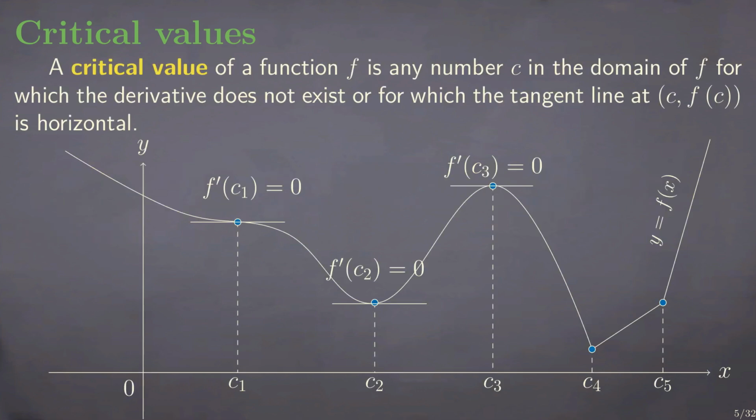The following diagram gives us a nice idea of what a critical value is. In this picture we see that c1, c2 and c3 are critical values for which the derivative exists and is 0, and c4 and c5 are critical values for which the derivative does not exist. Now also from this picture we might see that the critical values have some special properties.